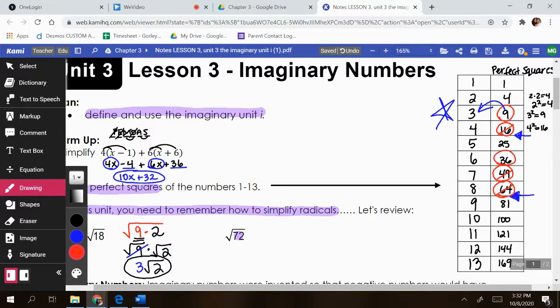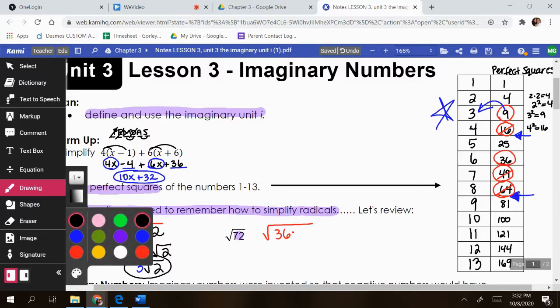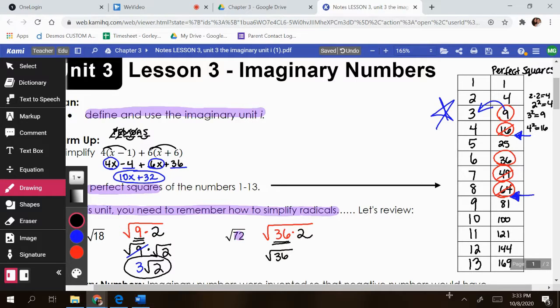Let's type it into our calculator. 36 does work. 36 times what would give me 72? 36 times 2, where 36 is perfect. Let's break that into a product where we have a perfect square under the square root, and then we have 2, which is not perfect, under the square root.